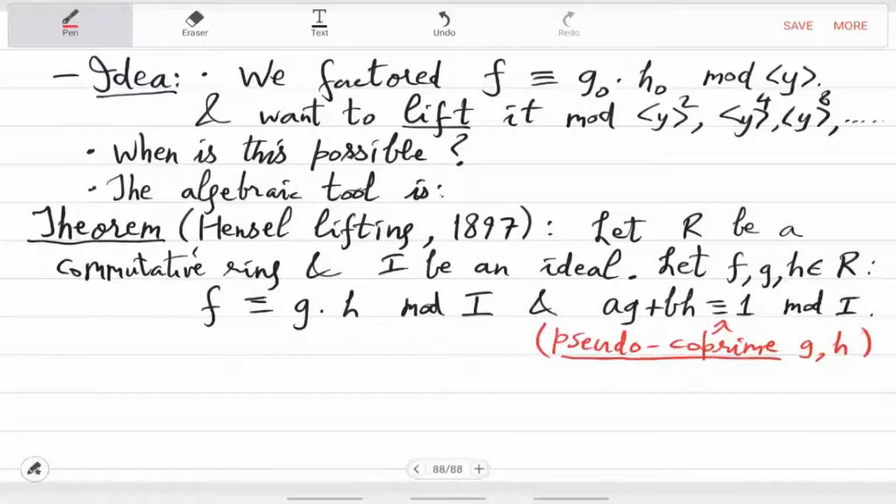So you want G and H to be somehow coprime, and these are the factors mod I. So these are pseudo coprime factors mod I. Okay, this is what you start with, and then you want to go to the next step.